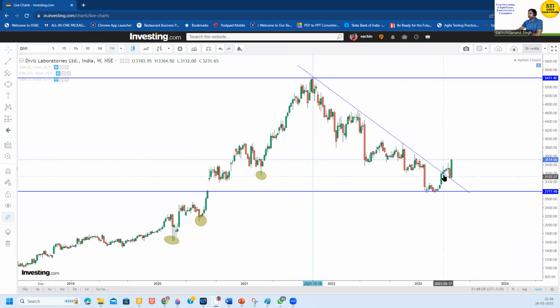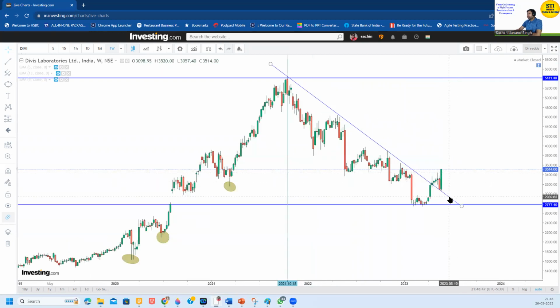If you look, this particular resistance is broken at this particular point. The price moved up, but when the price is coming down, the same resistance is working as a support. So the price came down here, took the support, and the price is going up. The same thing is applicable for resistance also. Once support is broken, it will work as a resistance. So in this example, this was the resistance, and it is broken. Now it is working as support.